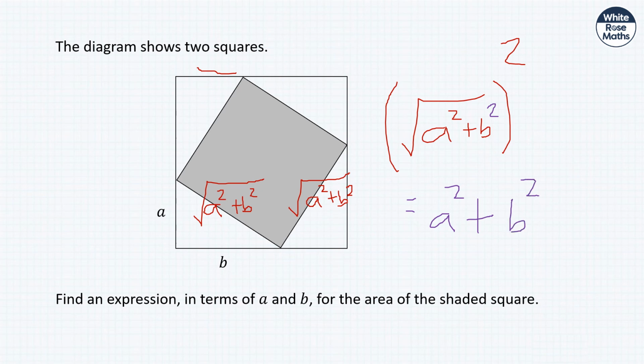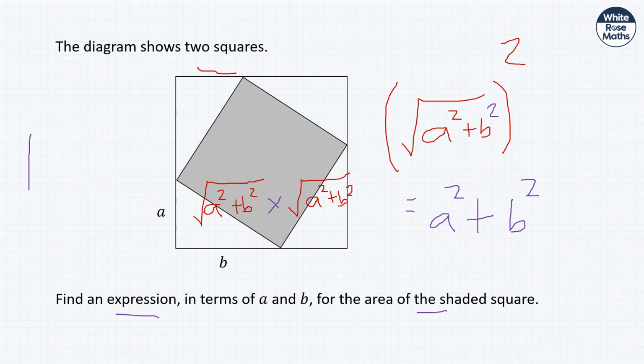So I used Pythagoras' theorem, guys, to work out the length of the diagonal. So that'll be A squared plus B squared, square rooted. Then I did root of A squared plus B squared times root of A squared plus B squared. If you do this times this, you will get the answer of A squared plus B squared, guys. So that is my final answer. Okay, hopefully that makes sense.